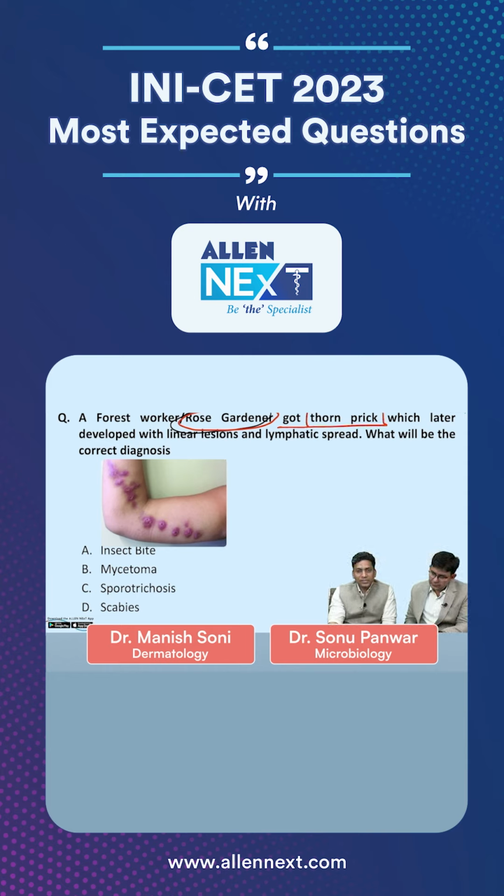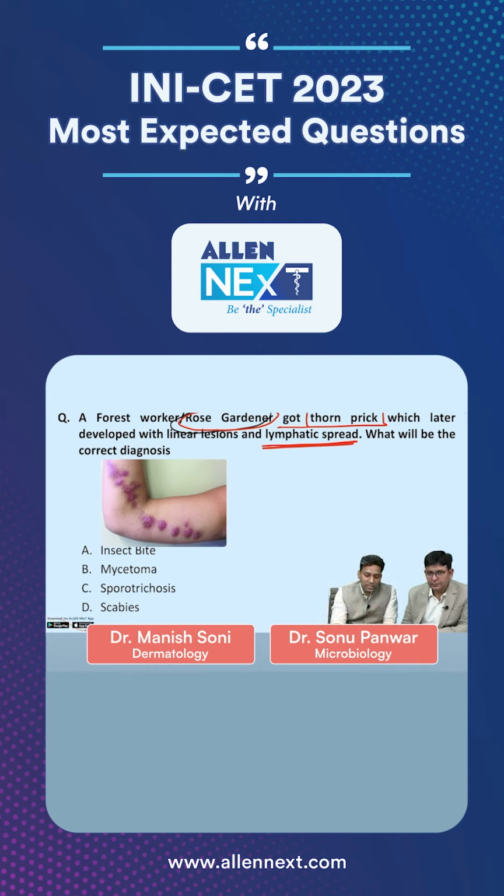Okay, so what happens is that wherever there is a thorn prick, that is inoculation of the fungus in the skin, and there a nodule starts developing. Now this causative organism spreads via lymphatics. So because it is spreading via lymphatics, what happens? It enters into lymphatics, then it produces another nodule, then another nodule, then another nodule, and all these nodules are present in linear fashion along the lymphatics.